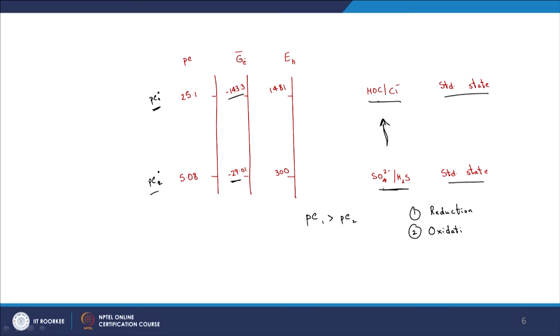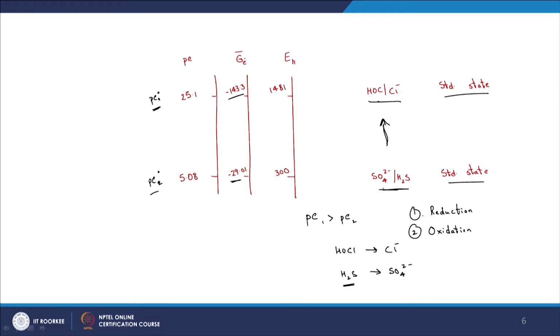So let us just try to visualize that here. What would that mean? That would mean here that HOCl will be reduced to Cl minus, and it will be reduced by H2S.